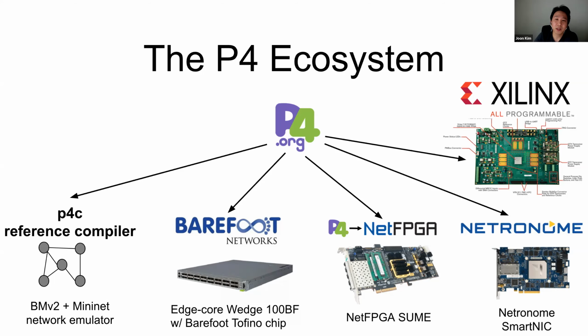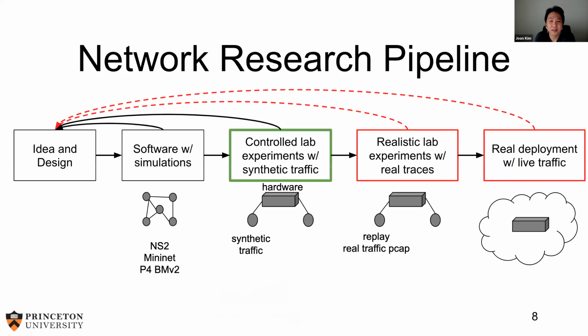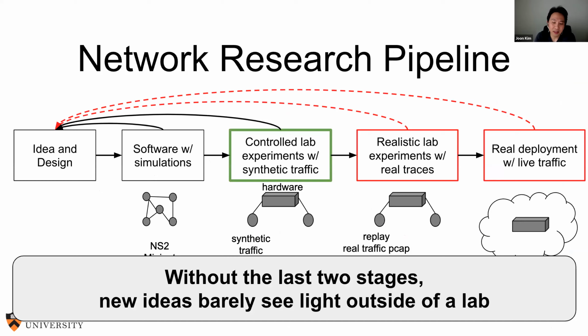Because of this cool ecosystem, we kind of cleared the third stage as well. Now it's possible to run some control lab experiments using real hardware, realize your idea, and run some synthetic traffic to test your design and program. But it's still kind of hard to get to the last two stages. And without these last two stages, new ideas barely see the light outside of the lab.